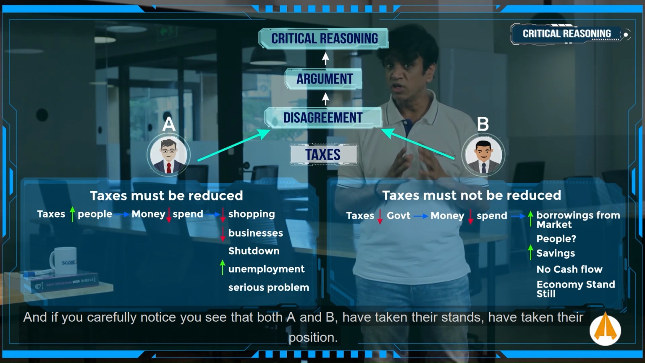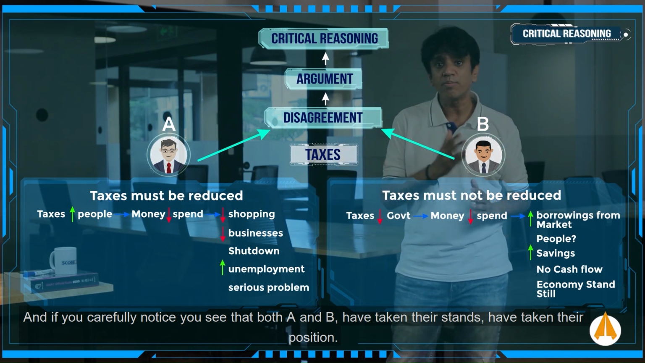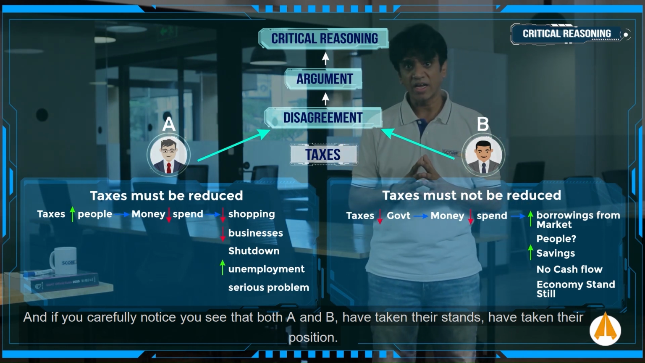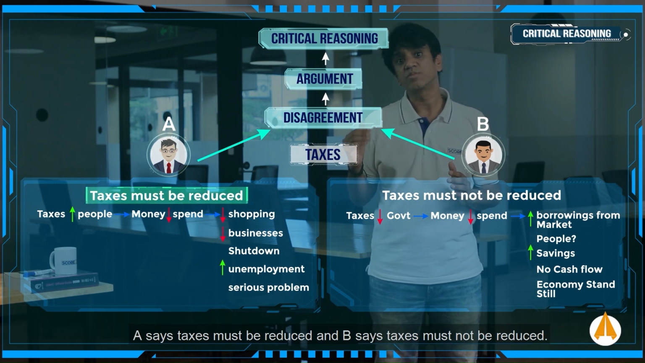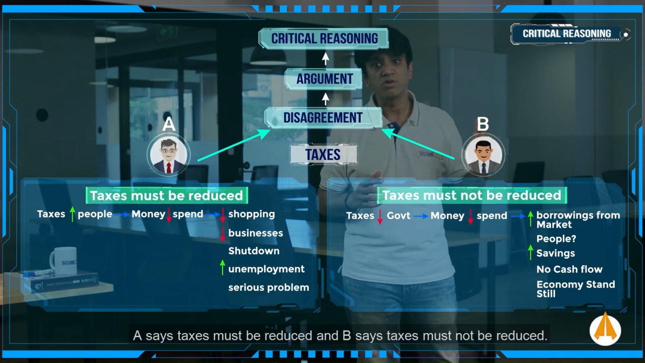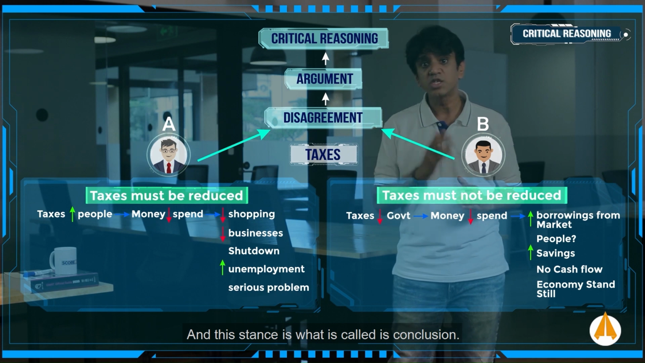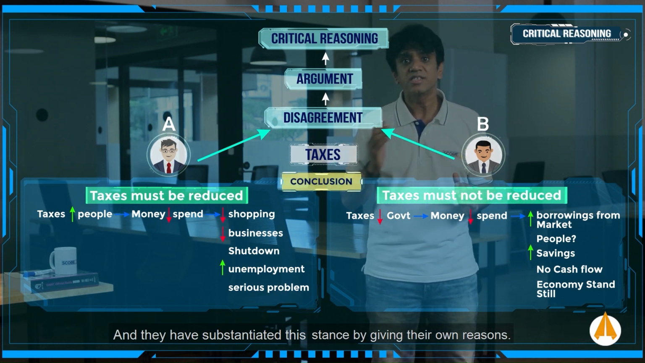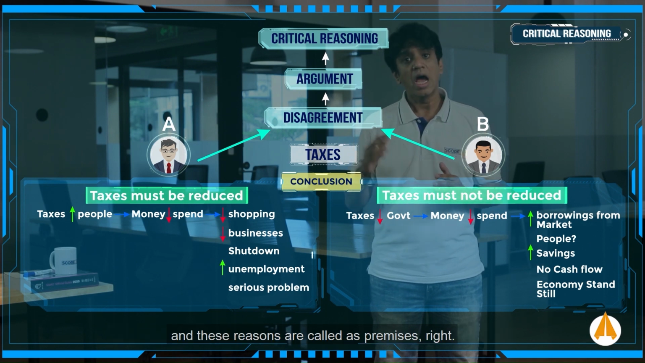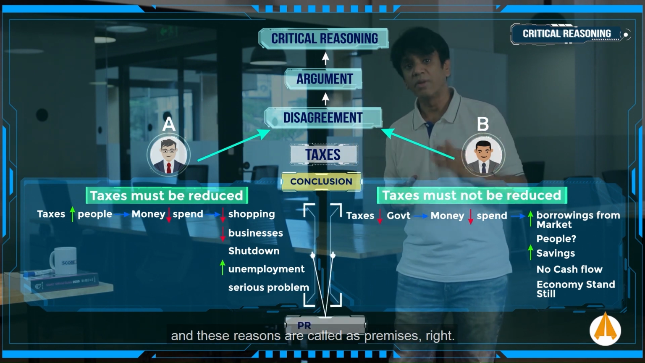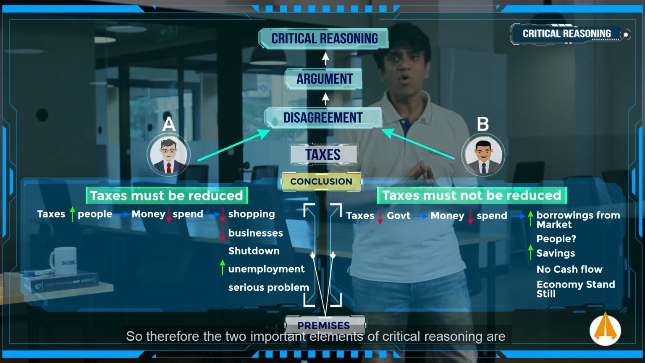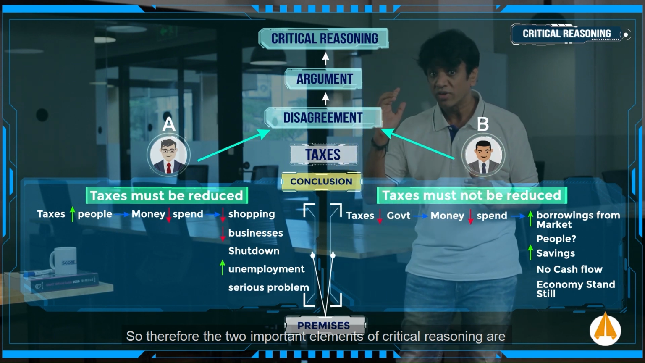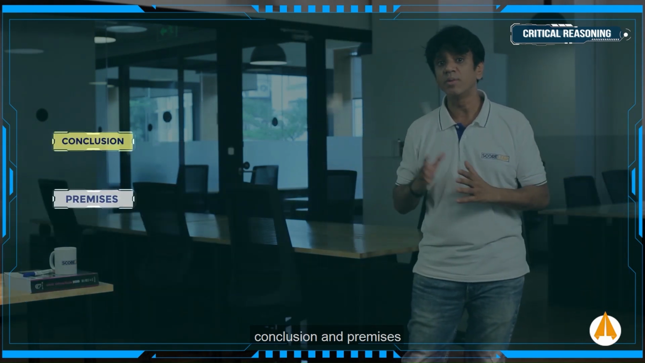And if you carefully notice, both A and B have taken a stance, have taken a position. A says taxes must be reduced and B says taxes must not be reduced. The stance is what is called the conclusion. And they have substantiated the stance by giving their own reasons, and these reasons are called premises. So therefore, the two important elements of critical reasoning are conclusion and premise.